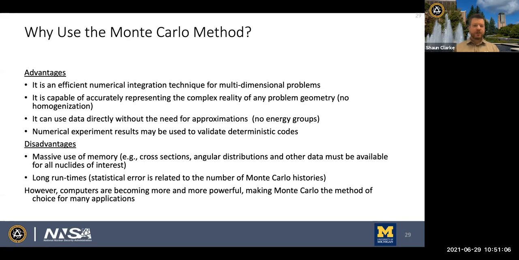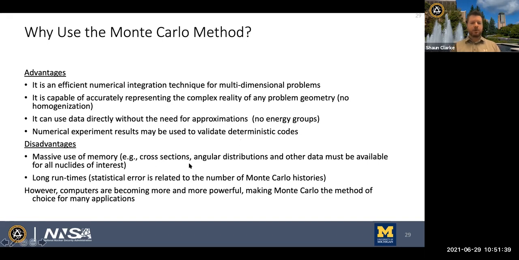So what are the disadvantages? It can use a lot of memory. Depending on the size of your problem and how much data you're loading in, because Monte Carlo typically uses point-wise cross-section data, all that data has to be loaded into memory to do the calculation. If the problem is complex, you can end up requiring many tens of gigs of RAM to do the calculation. Now with computers nowadays, that's less of an issue, but it's still an issue.